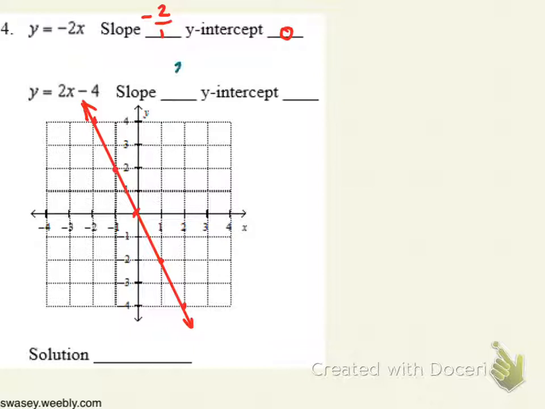Now the second line, slope is 2 over 1, y-intercept is negative 4. So if the slope's not a fraction already, write it as a fraction. Then you're going to plot your y-intercept and use your slope to find other points.